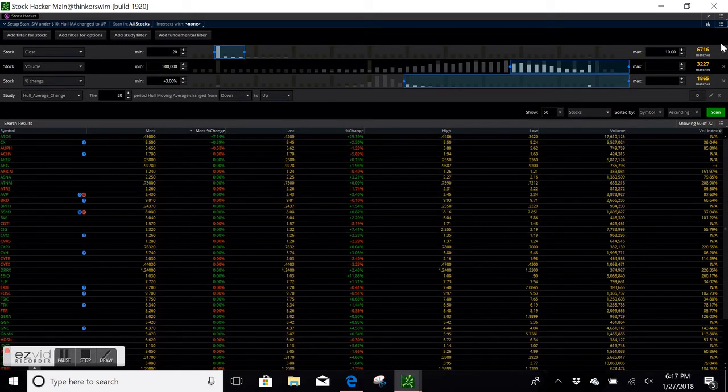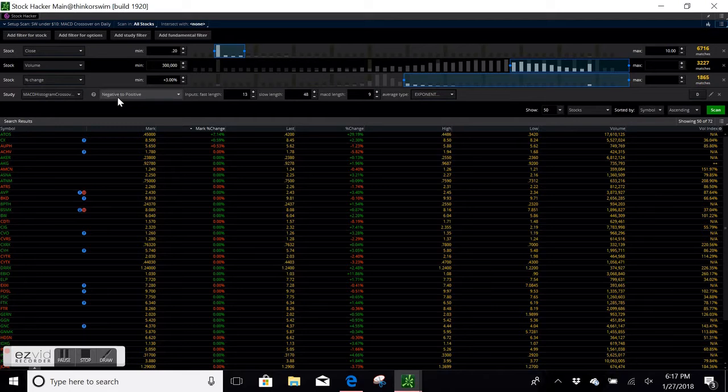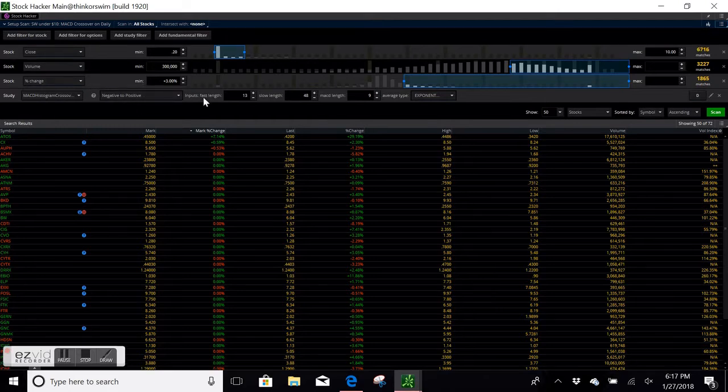It gives me all these different tickers here that I can look at. And a lot of times they overlap, and that's okay. It's just showing that they show up in multiple scans. And then another one I use often is just MACD cross. I use the 13/48, fast length 13, slow length 48.